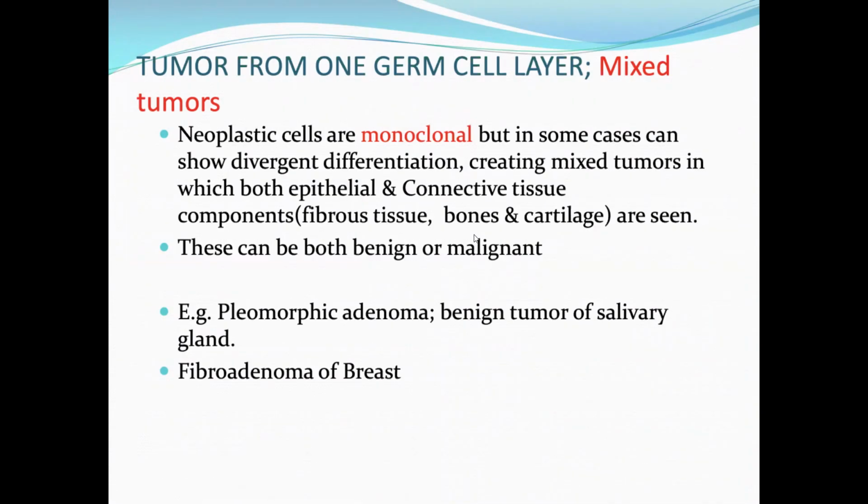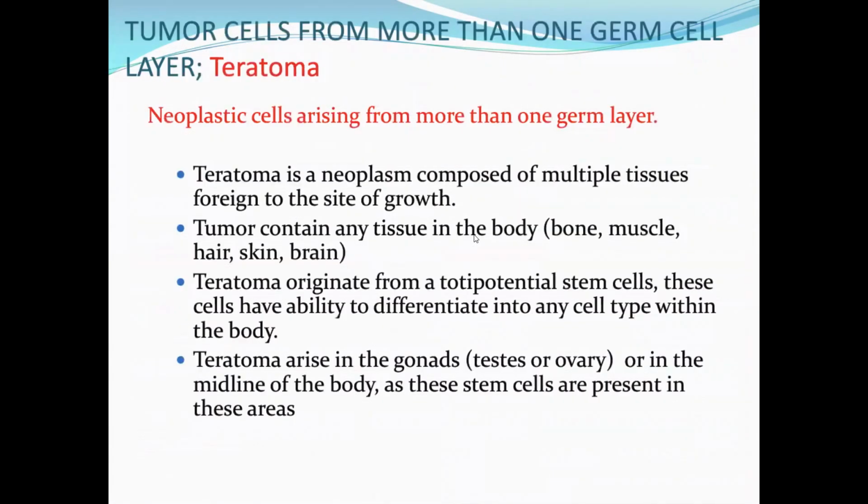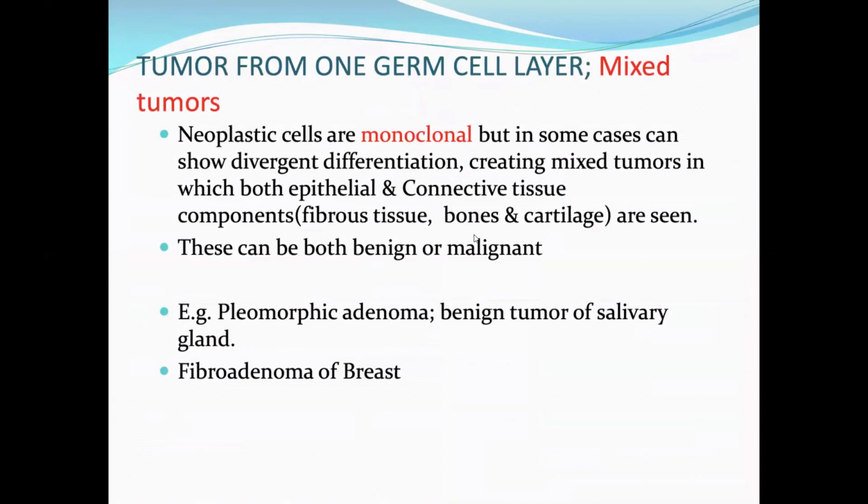أمثلة عليها pleomorphic adenoma, benign mixed tumor of salivary gland اللي هو pleomorphic adenoma, the other name for it, and fibroadenoma of the breast. Okay. طيب هل في malignant counterpart للتيومرز هذه الميكس تيومرز؟ يس، مثال عليها الفيلويدس تيومر.